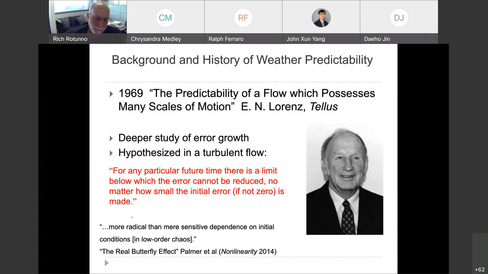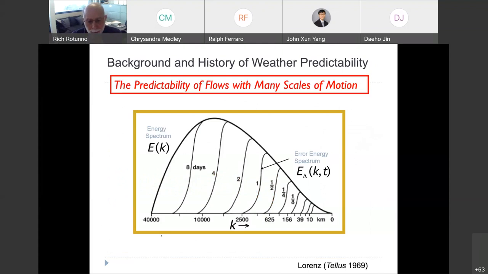There's a very nice essay on this by Tim Palmer I could recommend to you. He observes that this notion, stated in the red type here, is more radical than mere sensitive dependence on initial conditions, as occurs, for example, in Lorenz chaos. Basically, this is a very famous diagram that Ed Lorenz produced in his 69 paper. And in it, we have a couple of things. One is the energy spectrum of this hypothetical turbulent flow, given here. And it must be emphasized, it's an energy spectrum of a statistically stationary state of the atmosphere.